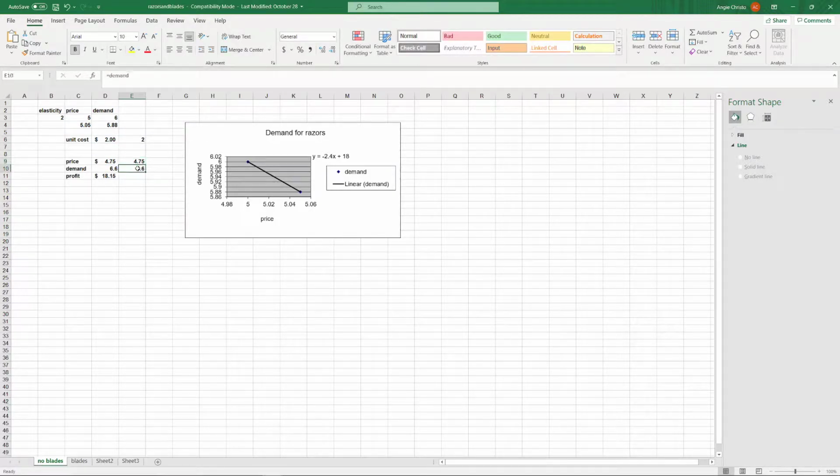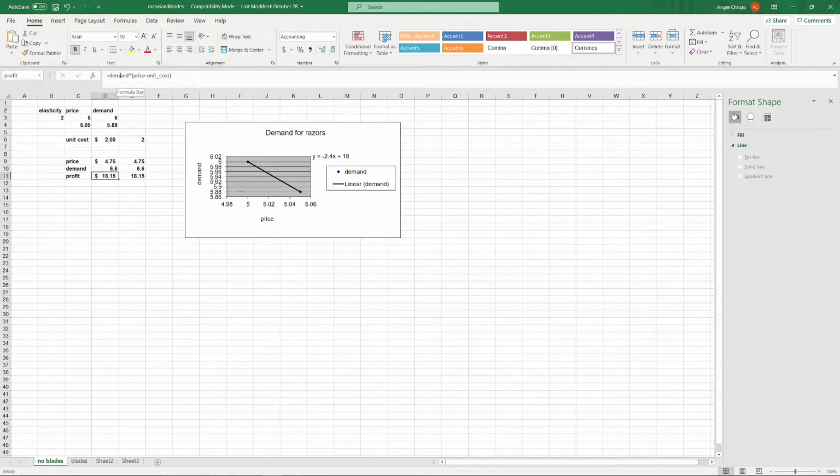I'm just writing them again here, right? So we could have just as easily said, okay, this is equal to demand here times profit per unit, which is price per unit minus cost per unit, unit cost. That's the same thing, right? In one case, you didn't name the cells. In the other one, you did.